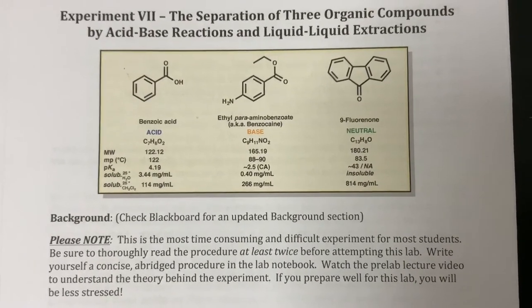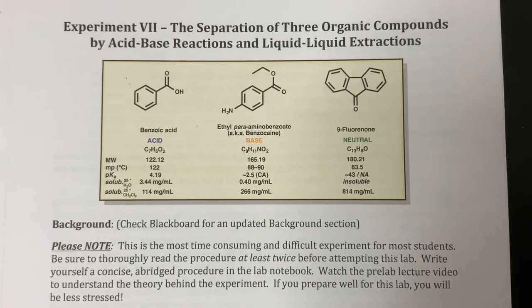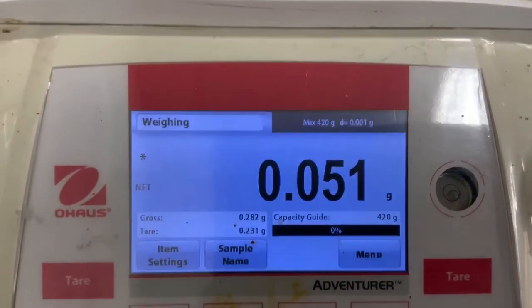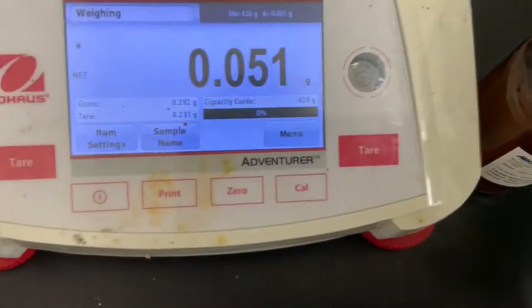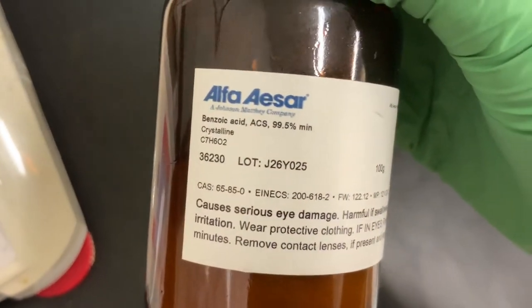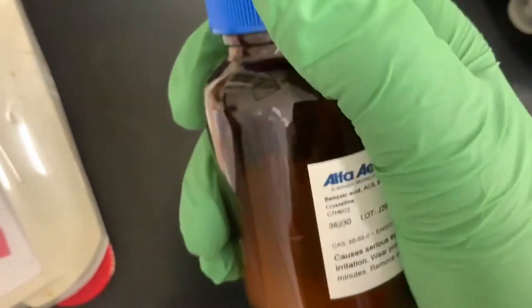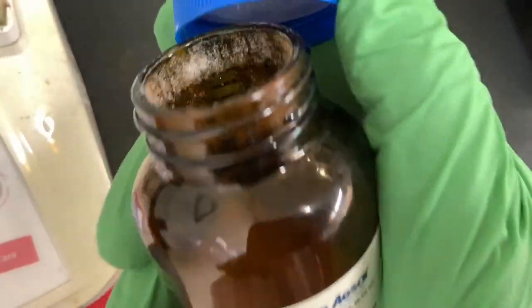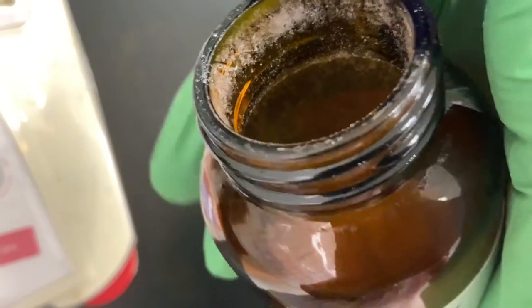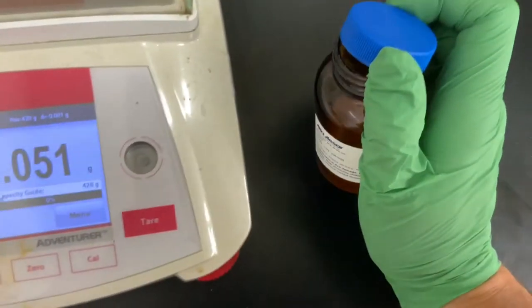All right, so we've already gone ahead and pre-weighed out every solid here. All of the 3 components are solids. And the first one we're dealing with is 51 milligrams of benzoic acid. So we showed you last week what benzoic acid looks like. It's this nice white crystalline solid, little needles up top towards the cap.